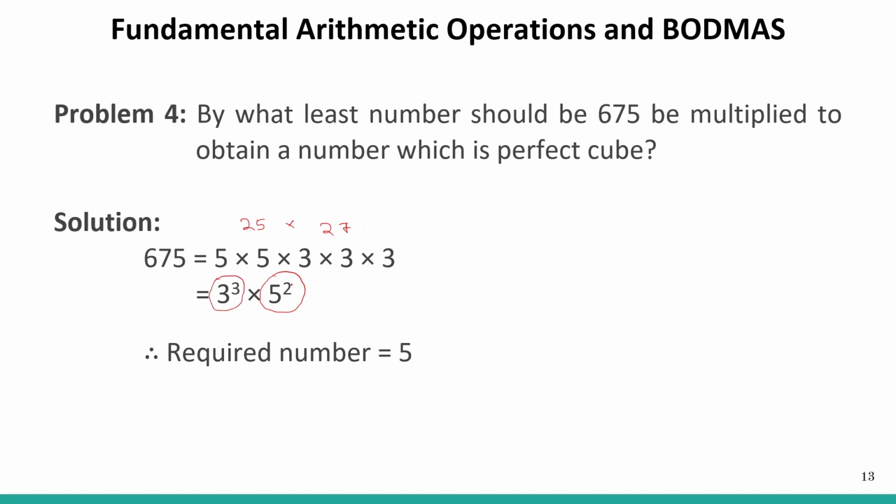Just observe here. Can we multiply by 1 to get a complete cube? No. We can multiply with 5, or we can multiply with 3 cube into 5. Which is the least? 5 is the least number. We can also multiply 5 power 4, but the only least number that can be multiplied to get a perfect cube is 5. So 5 will be the correct answer here.